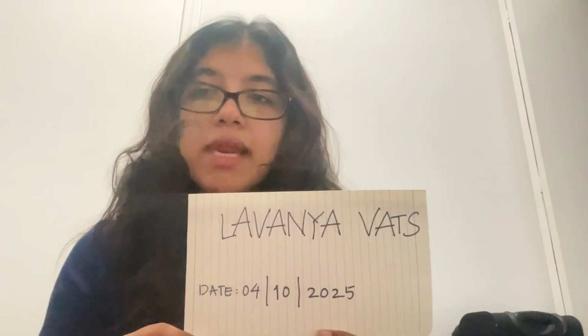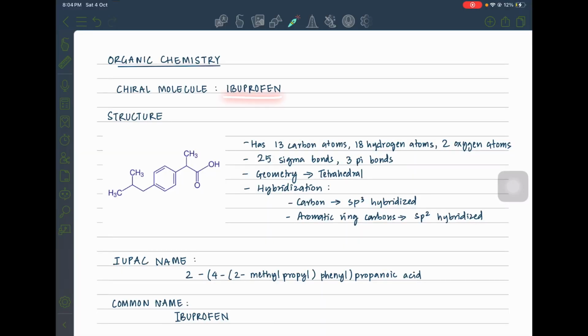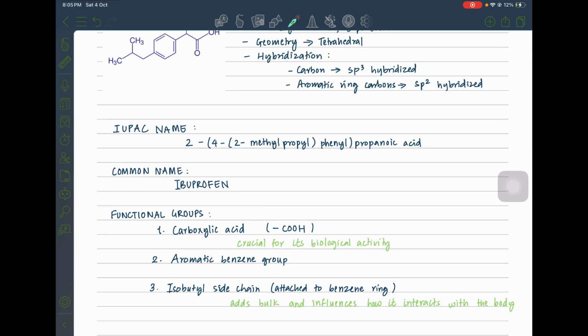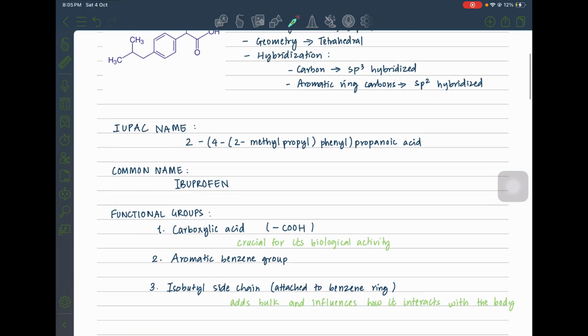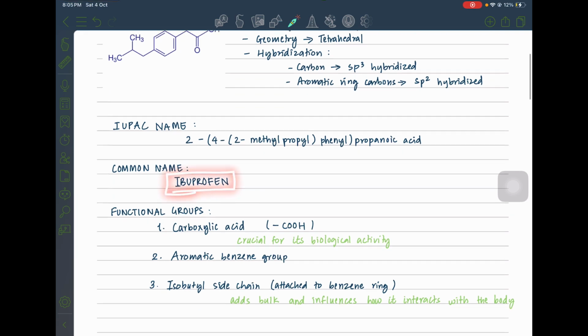I'm going to be explaining about a chiral compound called ibuprofen. So we're going to talk about ibuprofen. Like I already said, we'll start with the structure. This right here is the structure of ibuprofen. The IUPAC name is 2-[4-(2-methylpropyl)phenyl]propanoic acid. The common name it is known as is ibuprofen.